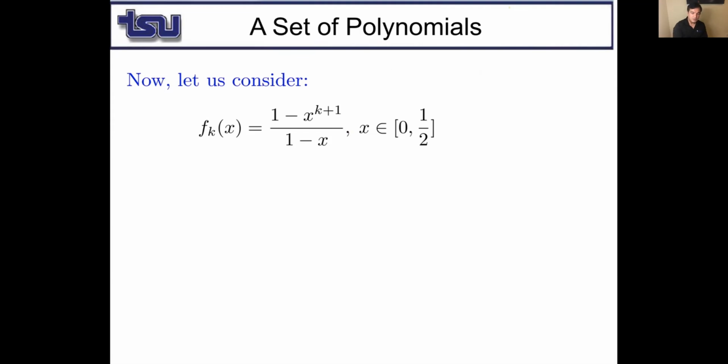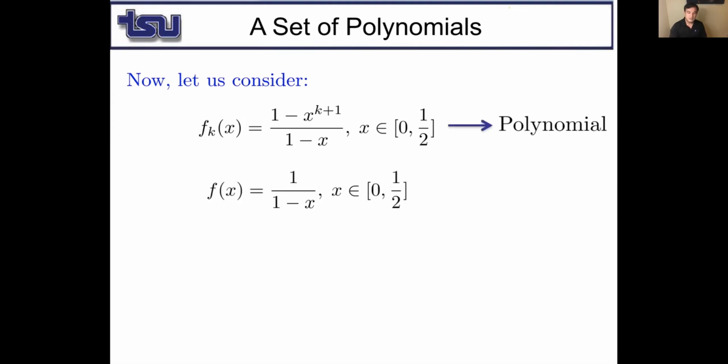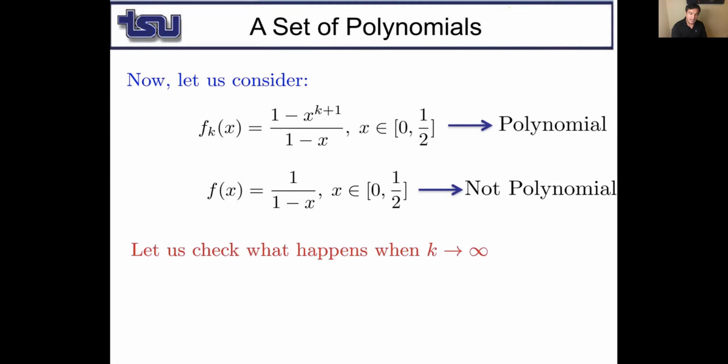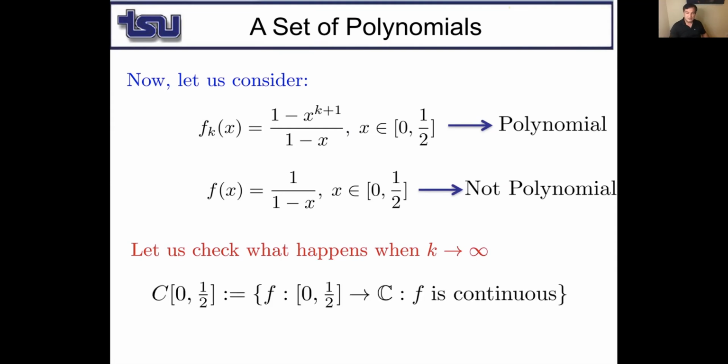Think about the set of polynomials f of k, where x is between 0 and 1 over 2. So let's think about those polynomials. And let's think about f of x as 1 over 1 minus x. Well, this is not a polynomial, clearly, right? So f of k is a set of polynomials. For every k, this is a polynomial, but f of x is not a polynomial. Well, what happens when k goes to infinity? Let's pause a little bit and see what happens when k goes to infinity, okay?